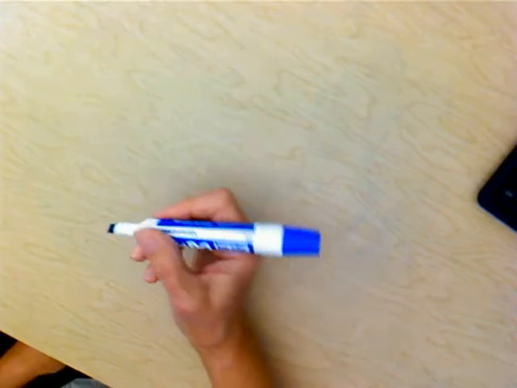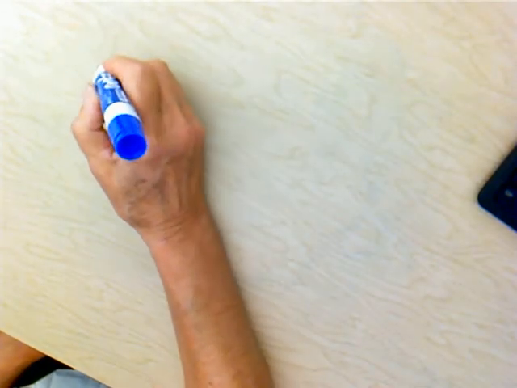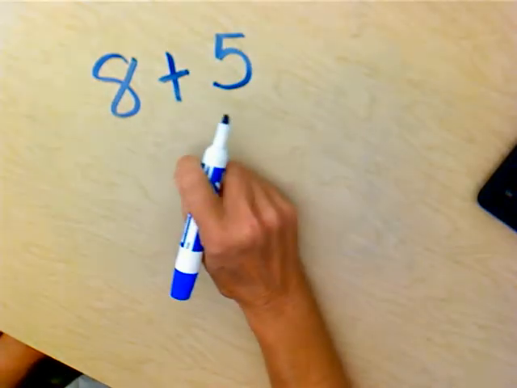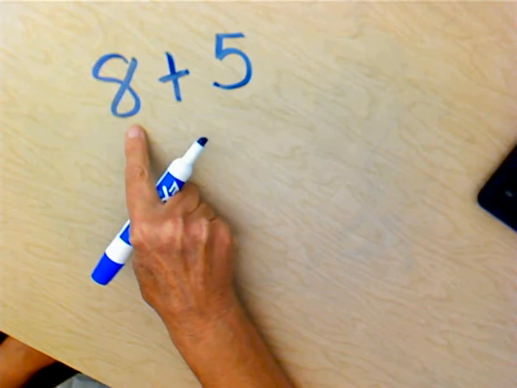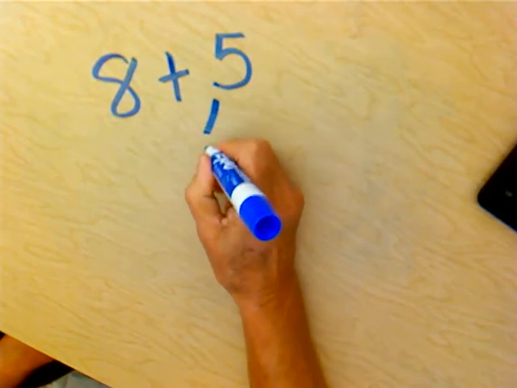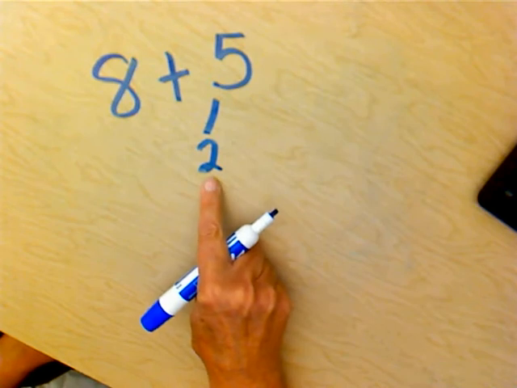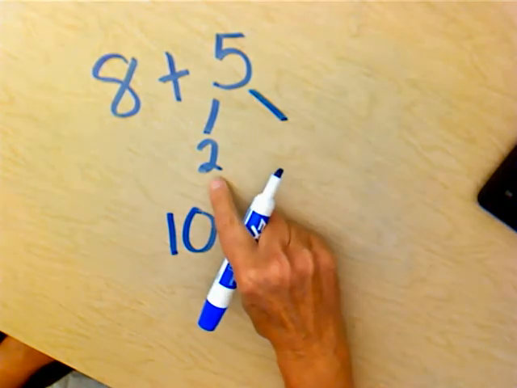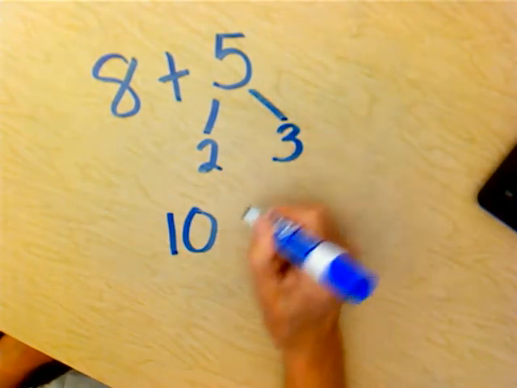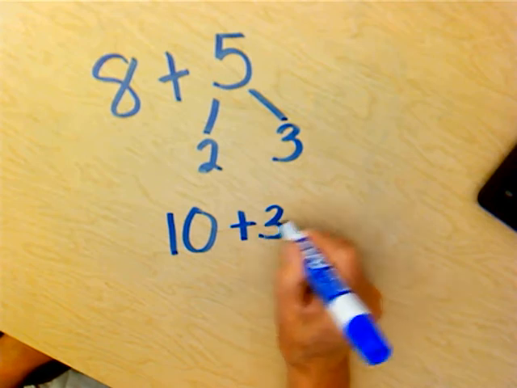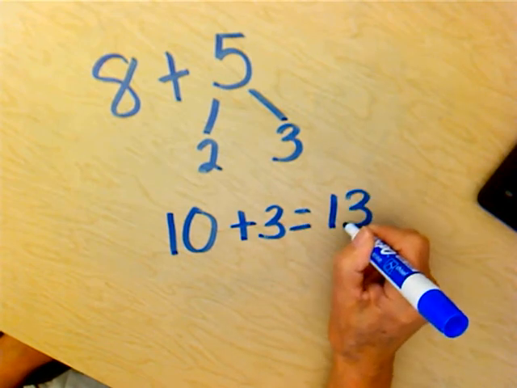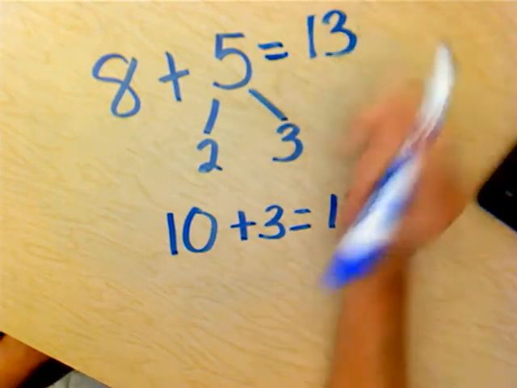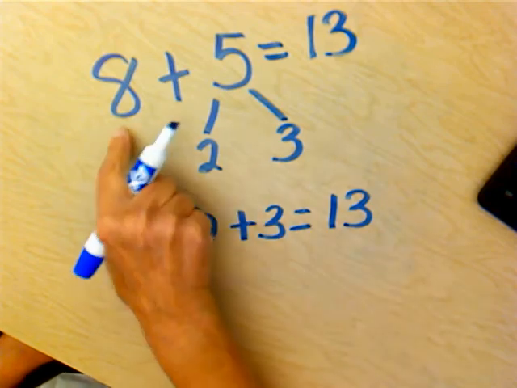All right, let's do 8 plus 5. There's a good one. What would it take to make a 10 out of 8? Well, doesn't it take 2? Yep, it does. 2 plus 8 is 10. What would be left from the 5 if I took that 2? Wouldn't that be 3? So I'm adding 10 to the 3, and that would give me 13. So 8 plus 5 would equal 13.